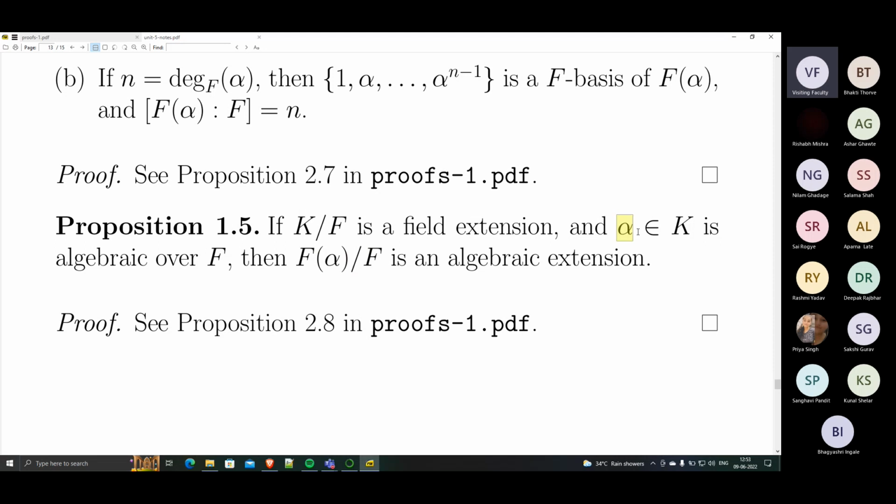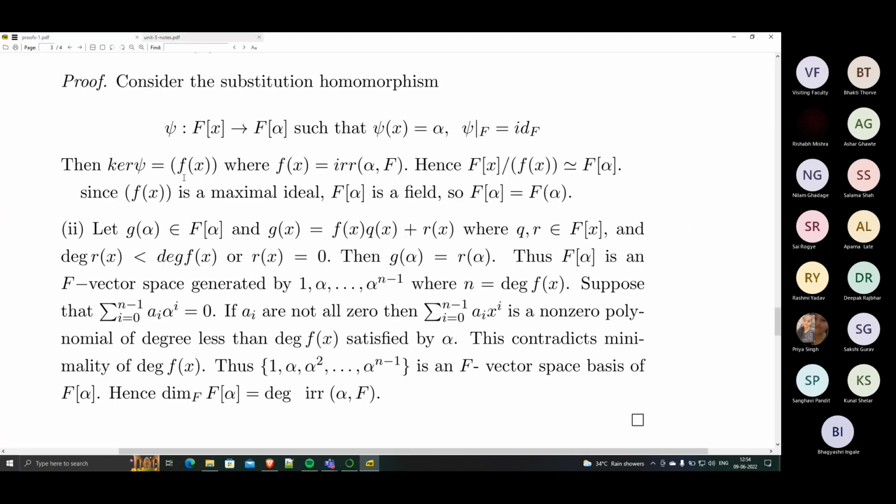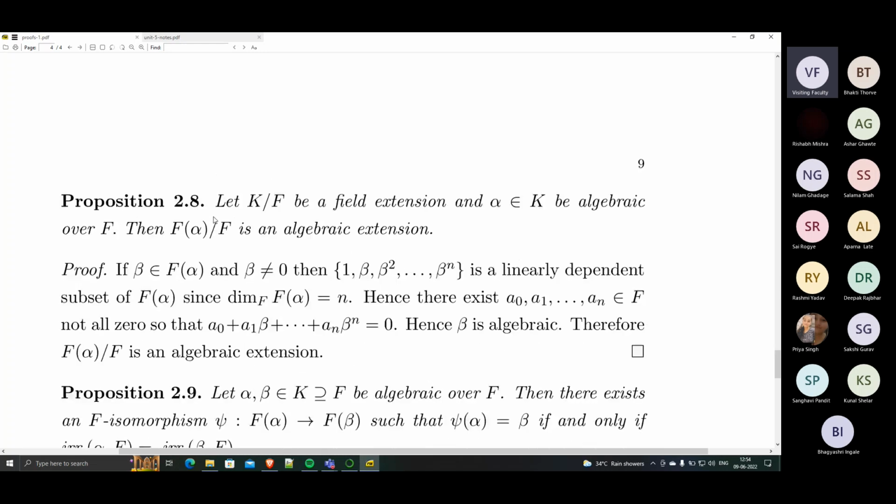So not just alpha. Alpha clearly belongs here, and alpha is algebraic over F. But every element in F(alpha) is algebraic over F. That is what this says. If alpha is algebraic over F, then every element in F(alpha) is algebraic over F. Okay. This is the immediate next statement. It's an easy proof. So this is proposition 2.8. Very easy proof.